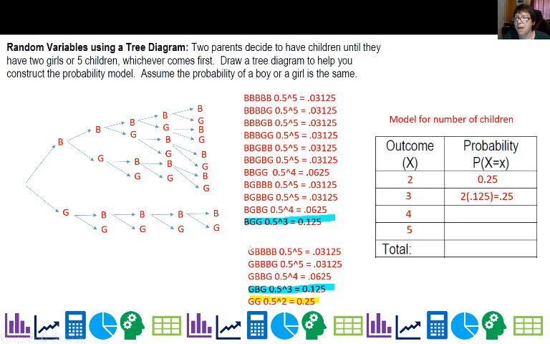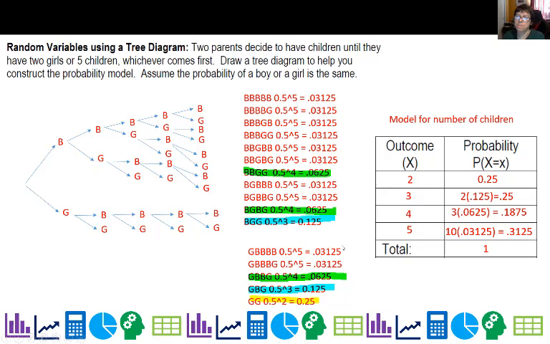All right, how about 4 kids? Let me highlight the 4 kid family. There's only 3 of those, which is kind of weird. Before it was a little more symmetric. And I get 0.1875. Then everybody else is a 5 kid family. All right, there are 10 5 kid families here. That's crazy. All right, they all add up to 1, so it's good.